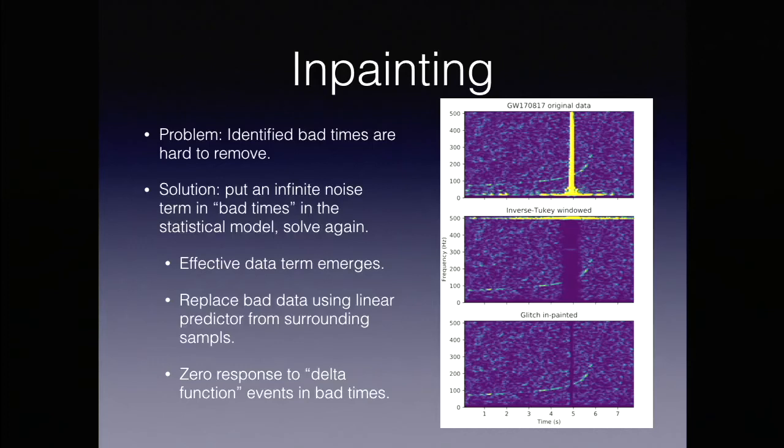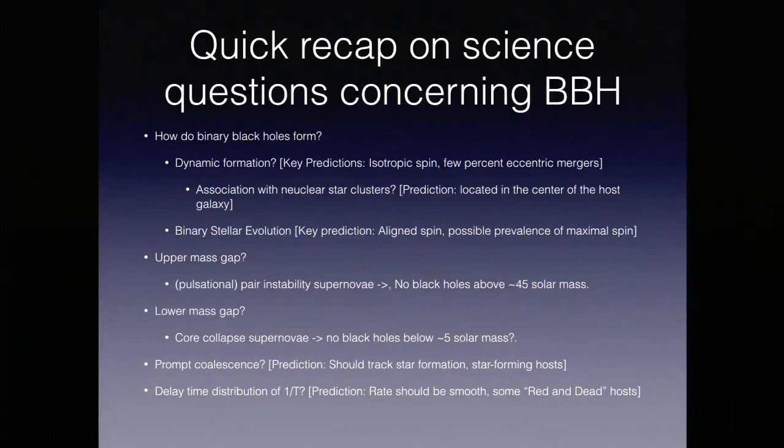Discoveries. So, a quick recap on science questions concerning binary black holes. So, how do they form? Is it dynamic formation? Is it binary stellar evolution? Each one of these things has predictions like isotropic spin or aligned spin. Or should I see eccentricity ever or not?